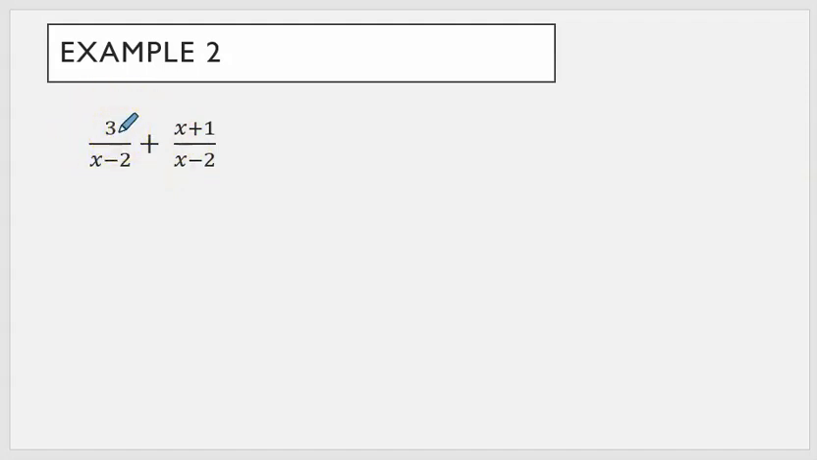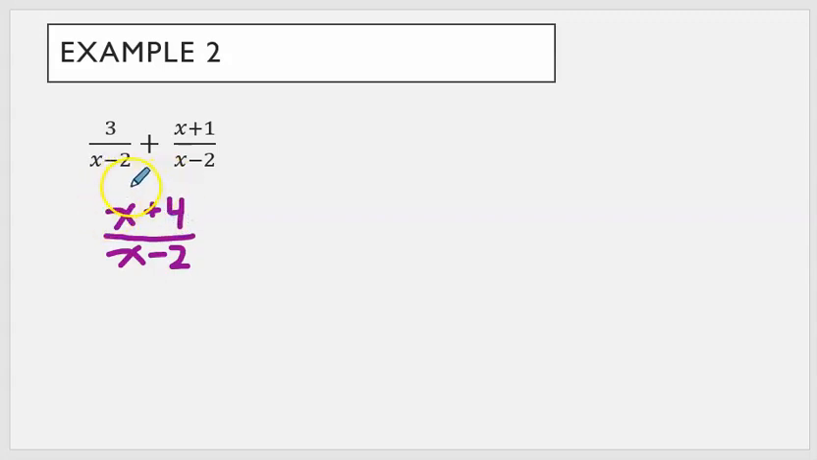So we're really going to get to skip the first couple steps, the first couple things to worry about, and we're going to go straight into only adding the numerators in this case. So since my denominator is not changing, I'm just going to go ahead and write that this will be a fraction over x minus 2. Now on top, we have 3 plus x plus 1. So the only like terms I have are the 3 and the 1. So I can combine those two numbers.